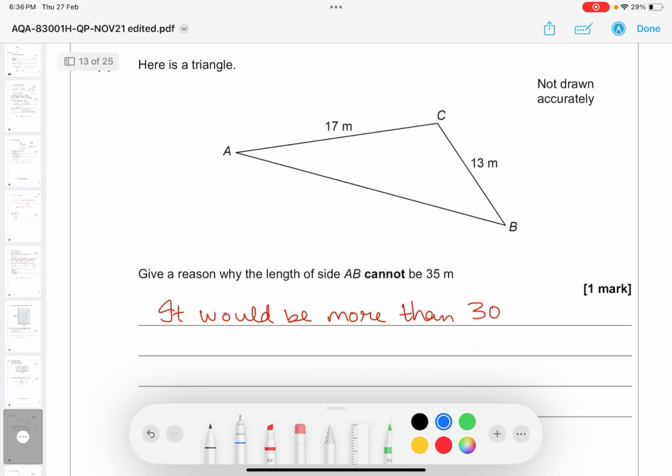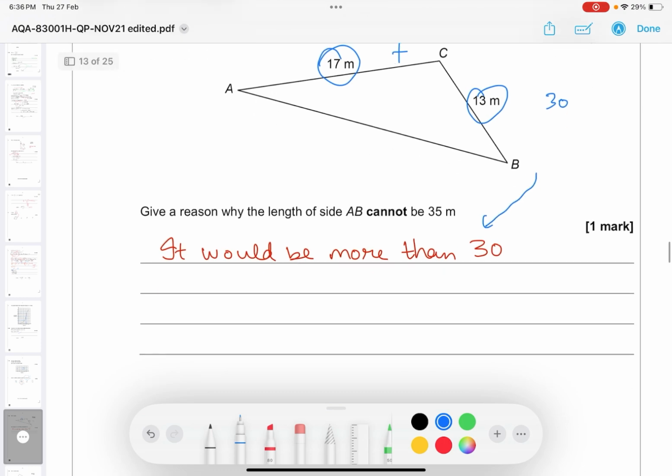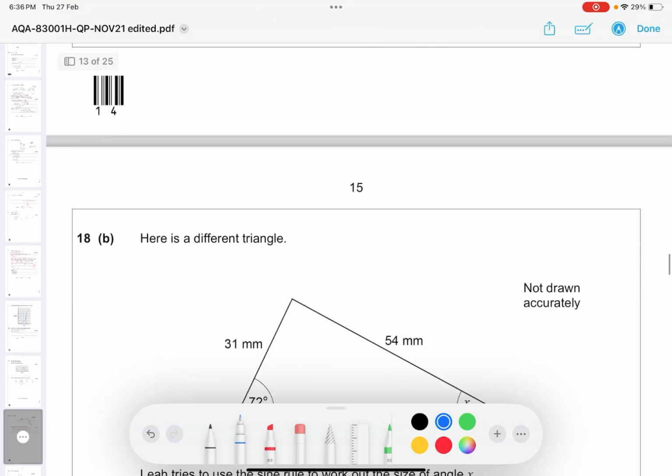Here is a triangle. Give a reason why the length of side AB cannot be 35 meters. Simply, if I add these two sides, it comes to 30, 17 plus 13. And the third side cannot be greater than the sum of these two. That's why it cannot be more than 30. This is the reason why the length of side AB cannot be 35. Let us move on to the next question.